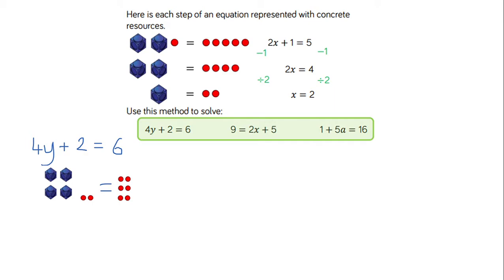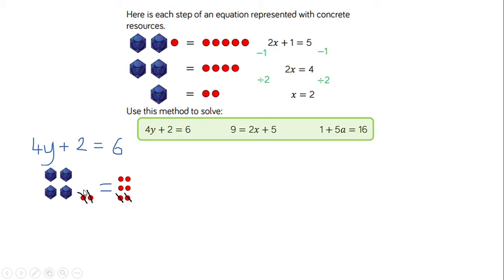Okay. I want to get these counters on their own because the aim of the game is I want to find the value of y, so I want to find the value of one of these. So the first step is to get these on their own. So I'm going to get rid of this 2.